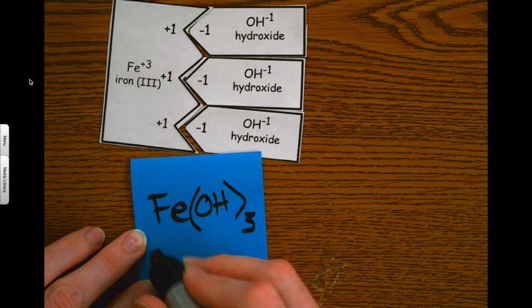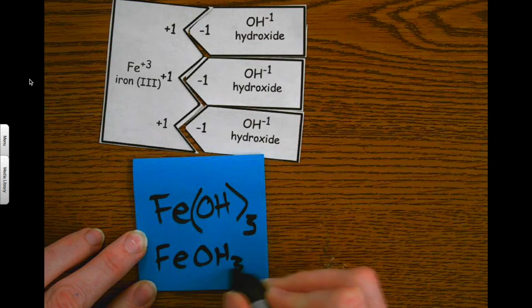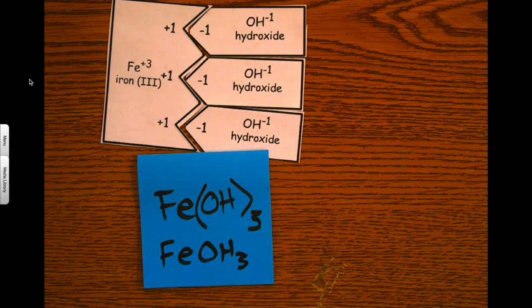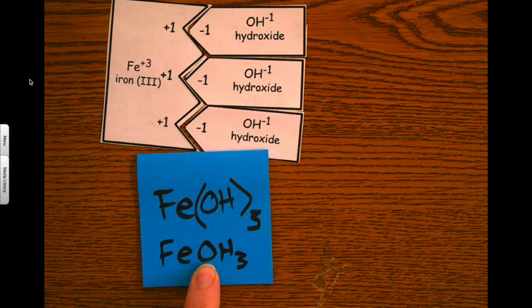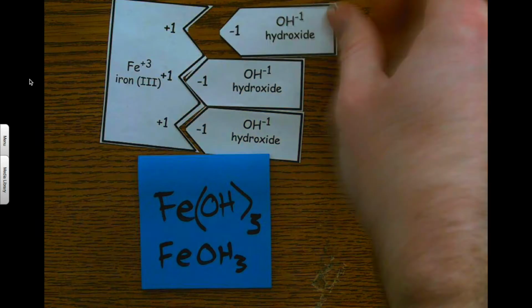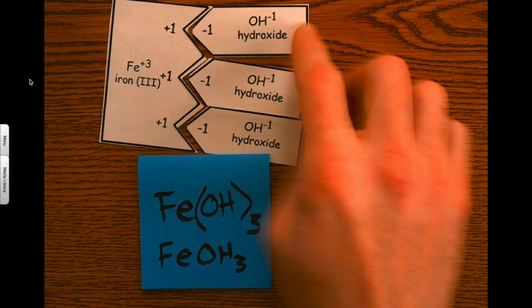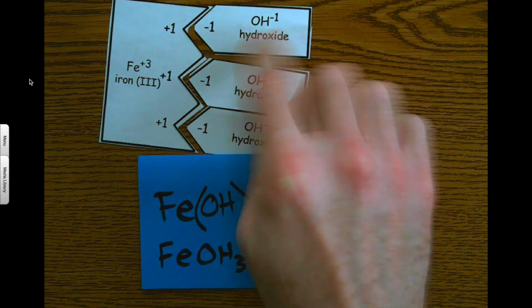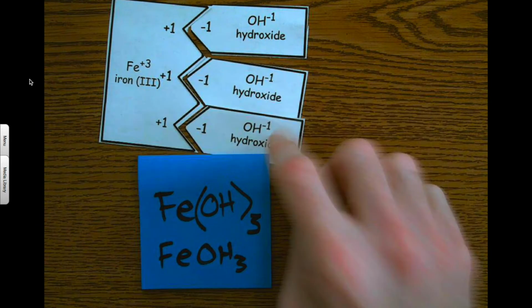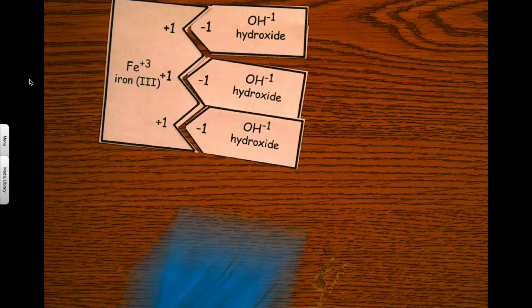You may not write it as FeOH3 because there's a problem with that. That's indicating that there's only one oxygen and 3 hydrogens. So you have to put parentheses around the group. Remember, you're thinking of this thing as a group. It's one piece right here. So you've got to think of this as OH, and there's 3 hydroxides. So that's why we put parentheses around it. Make sure you don't forget that.